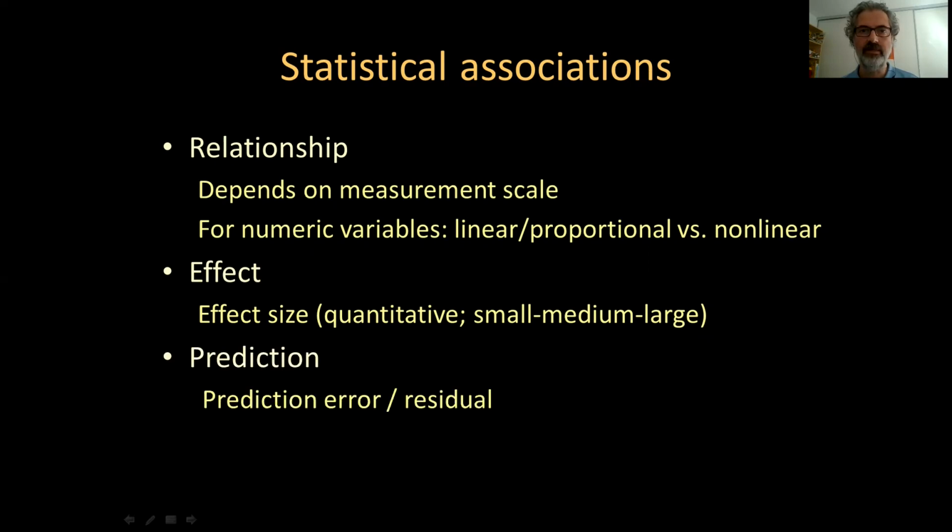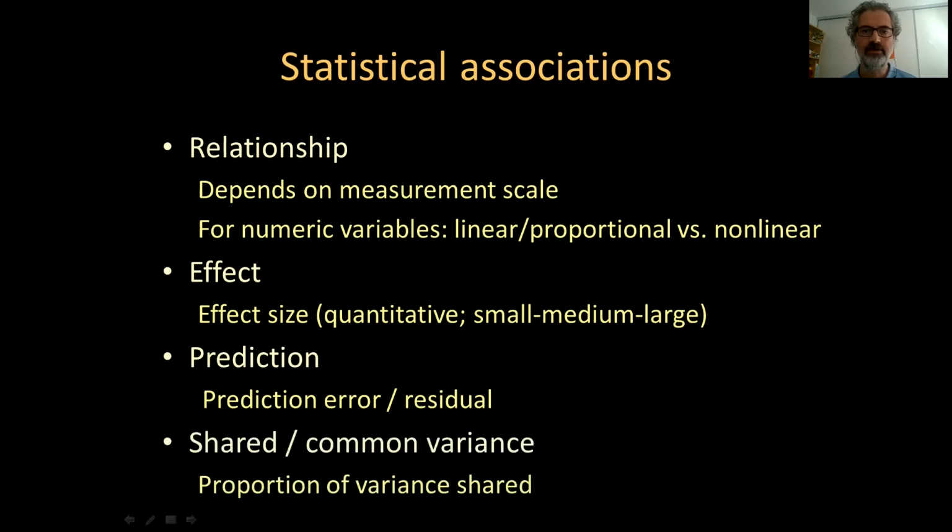Another word that we use to refer to the same idea is prediction. This means that if two variables are related, then you can predict one based on the other. And of course, you cannot predict perfectly because the two variables aren't measuring exactly the same thing, but you predict to some degree. And how far off you predict is your prediction error, which is also called a residual. So residual is a measure of how far off your prediction is when you use one variable to predict the value of another.